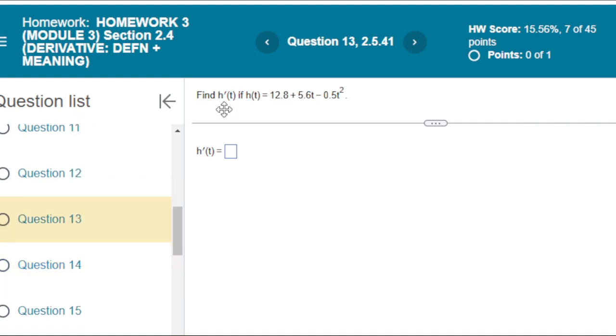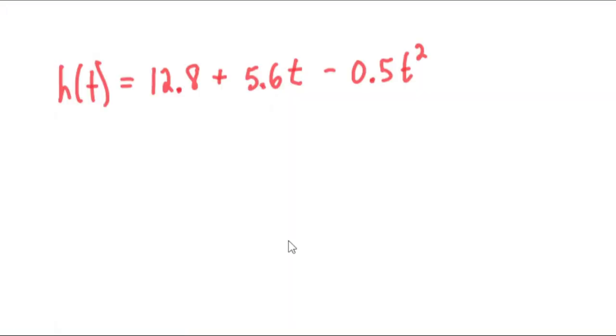What about this one? Find h prime of t if h of t equals this. And notice we have a polynomial here in t, so not in x, but a polynomial in t. And we have some decimals. So I've written it here. What is h prime of t? Well, the derivative of 12.8 is just 0. Remember, the derivative of a constant is 0, so we don't even need to write the 0 here.